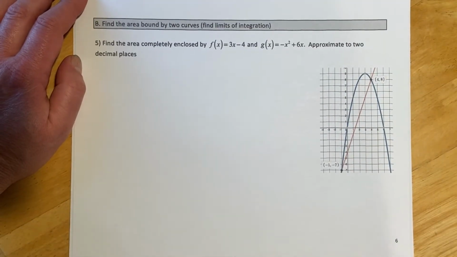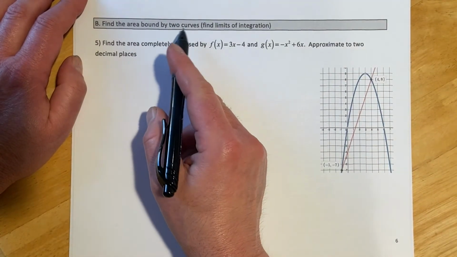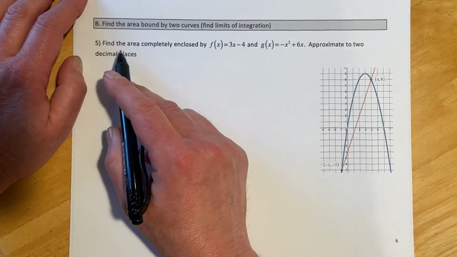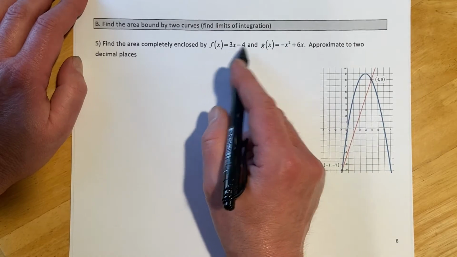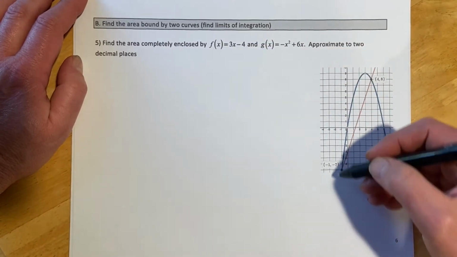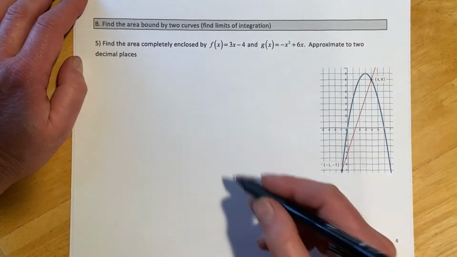In this video, we're going to look at finding the area bound by two curves again, but this time we'll have to find the limits of integration. So for this one, we're supposed to find the area completely enclosed by this line and then this parabola, approximately 2 decimal places. So I graphed this in Desmos just so I could show it.